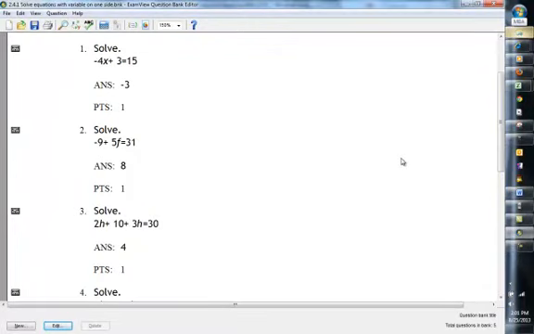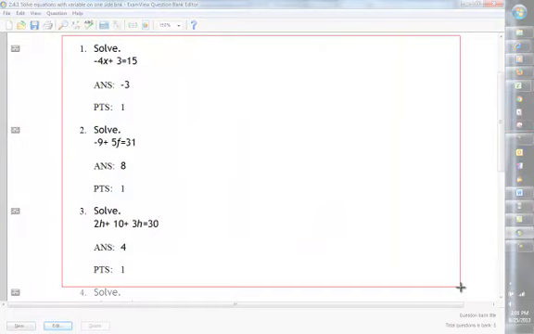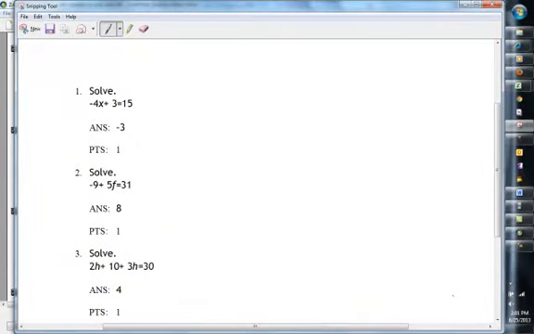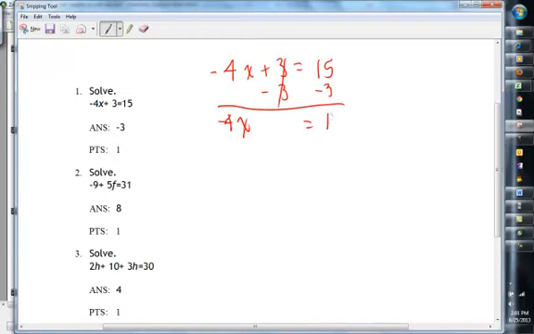So let's look at an example here. Solve these equations. Remember, it said to take care of the addition and subtraction before the multiplication and division. So negative 4x plus 3 equals 15. We're going to subtract 3 from each side, and we get negative 4x equals 12. Now, remember, our goal is to still get the x all alone. Now, we're going to divide both sides by negative 4, and we get x equals 12 divided by negative 4 is negative 3.